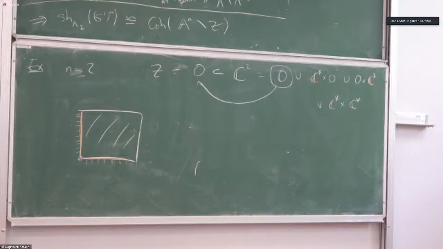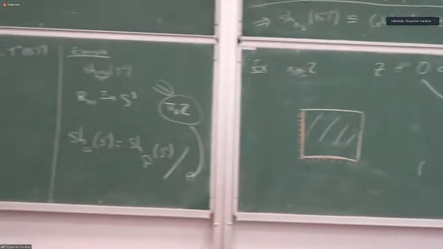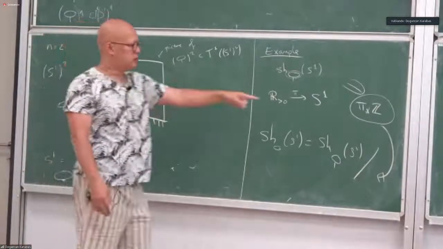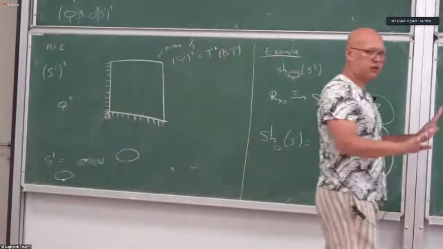Okay. Can you say it again? What's the difference between this and that? In this one, I included this piece of the conormal, this point, and in this one I did not. That's the only difference.